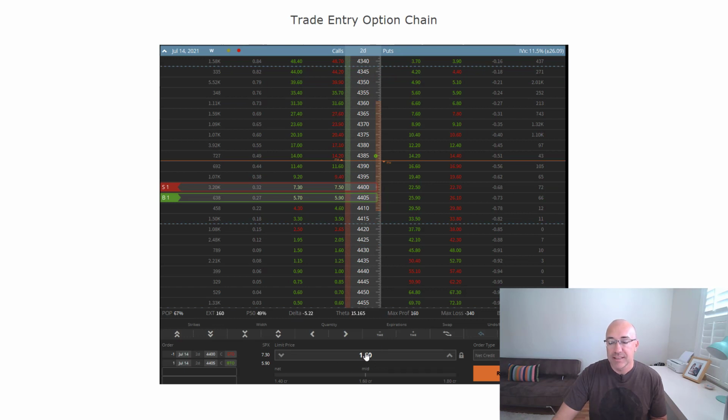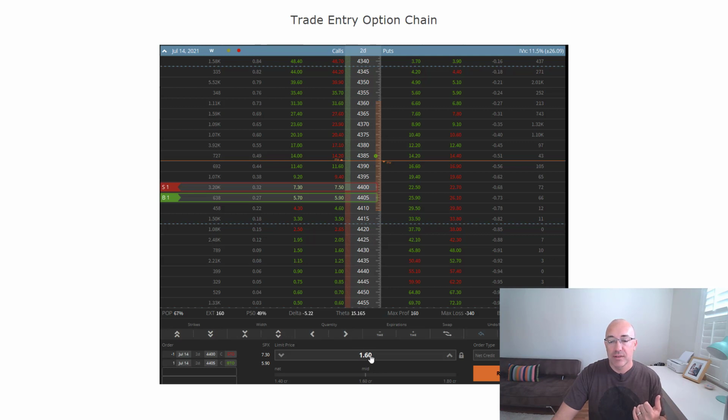The order says $1.60. I had to mess with the order a little bit. You know how that is with slippage and stuff. I had to mess with the order to get it filled. But this is basically what that looked like. So I sold the 4,400, at the time a Delta 30, and I bought the 4,405.